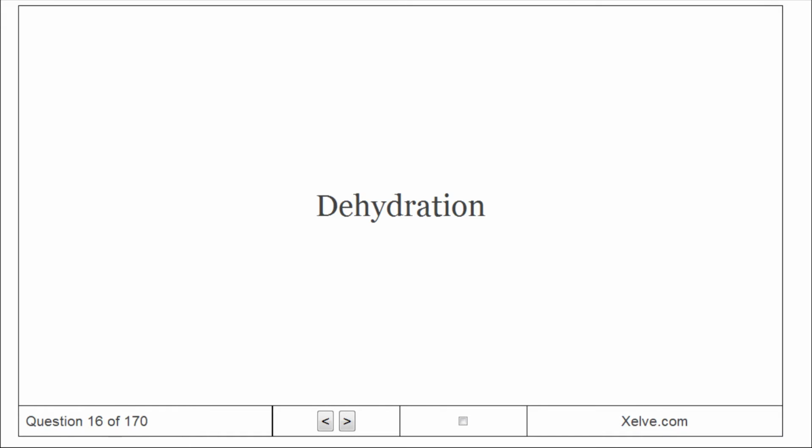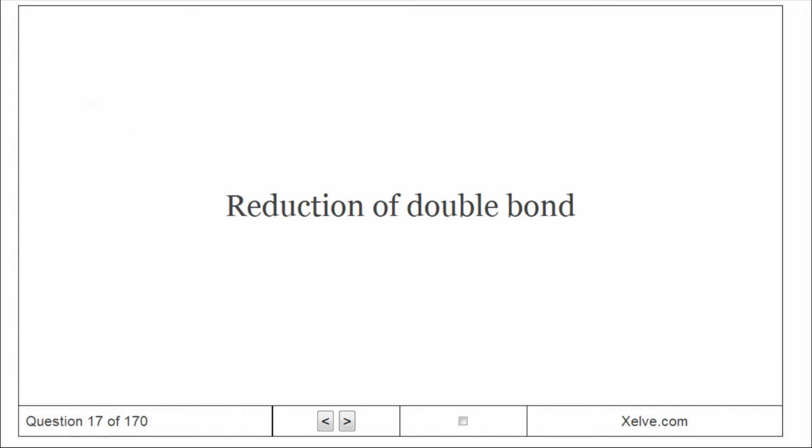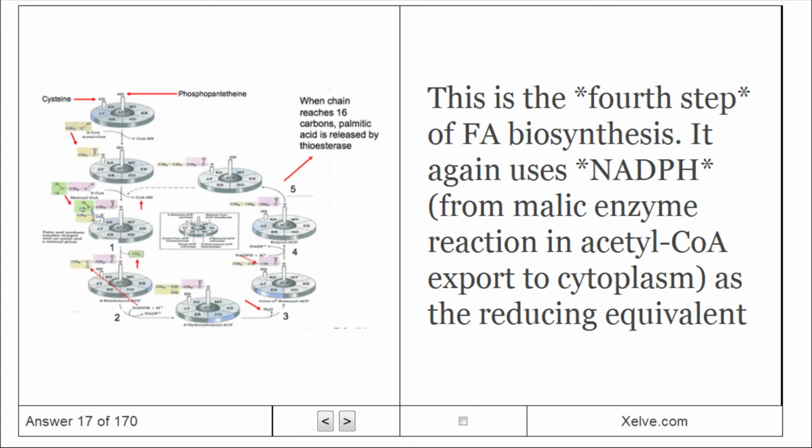Dehydration. This is the third step of FA biosynthesis. Reduction of double bond. This is the fourth step of FA biosynthesis. It again uses NADPH as the reducing equivalent.